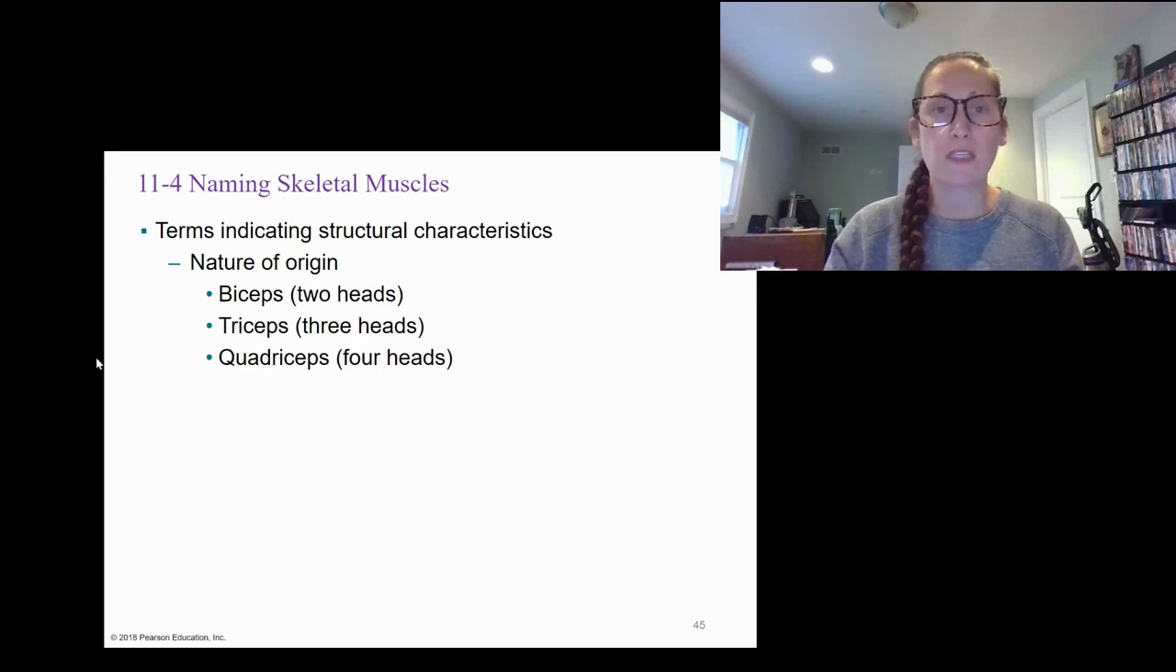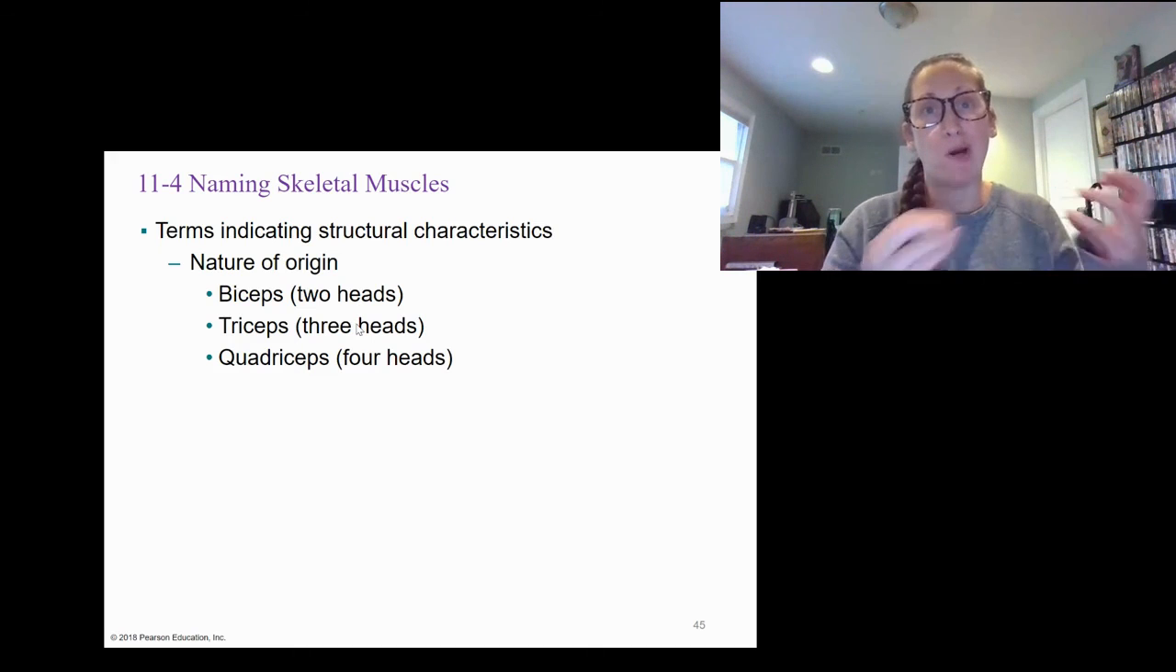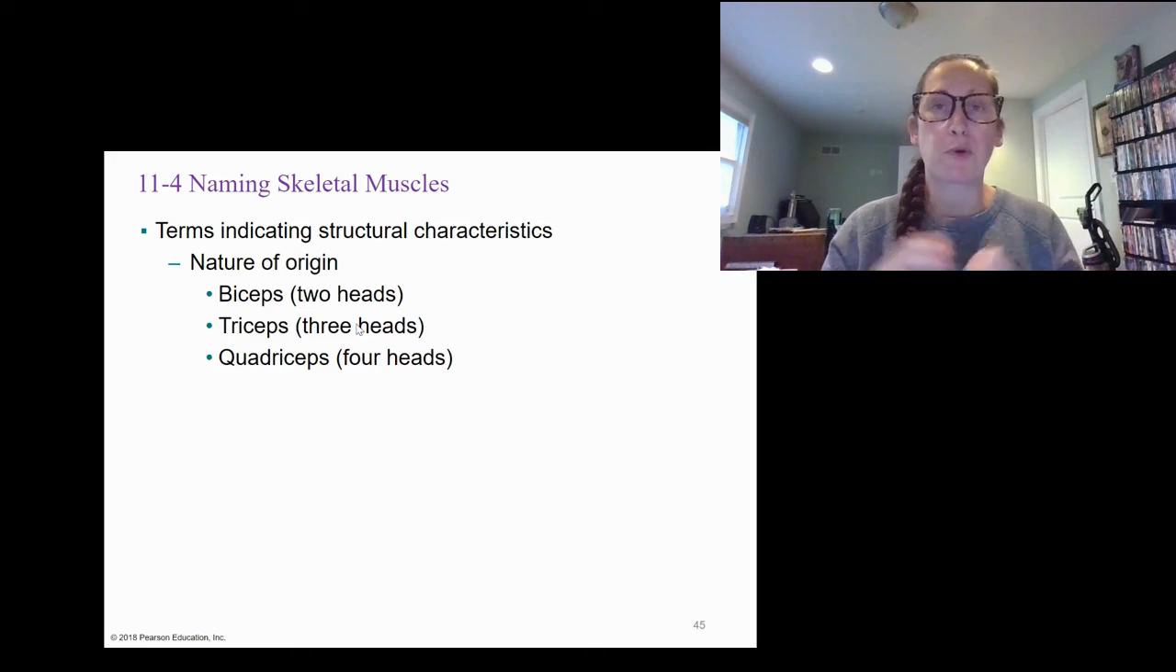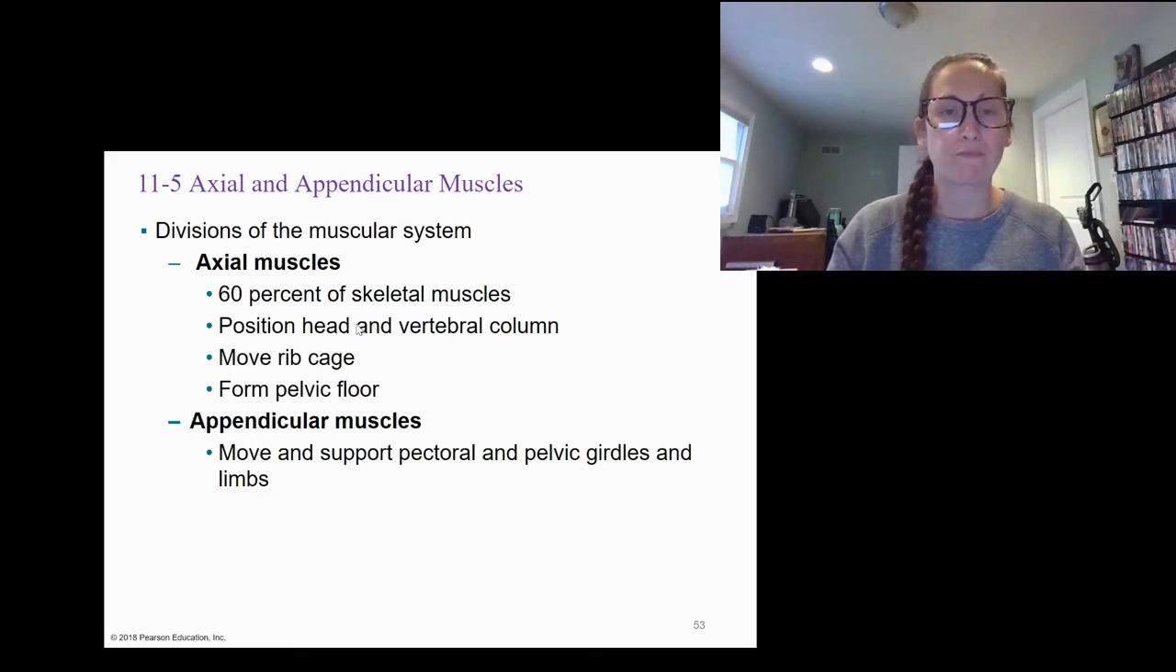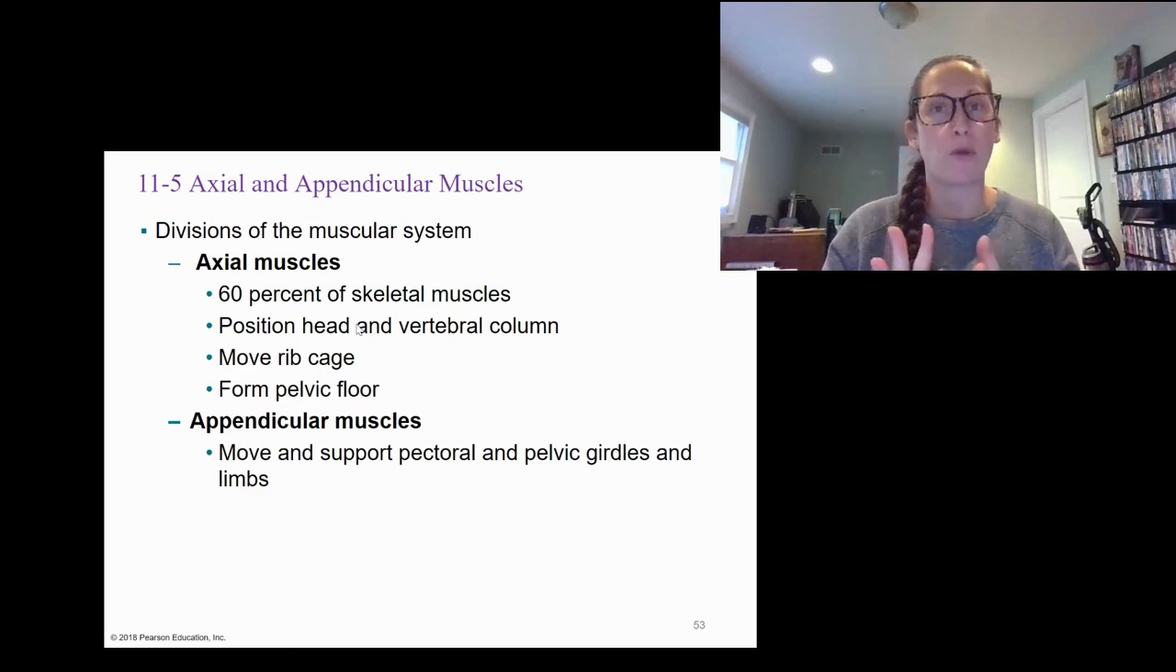One of those things is based on how many origins a muscle has. So we have biceps, triceps, and quadriceps. That tells us how many heads or how many parts that muscle is broken up into and where it attaches at its origin. So just as a heads up, we have a variety of ways in which we can name muscles, and we will talk about all of those as we encounter individual muscle groups.